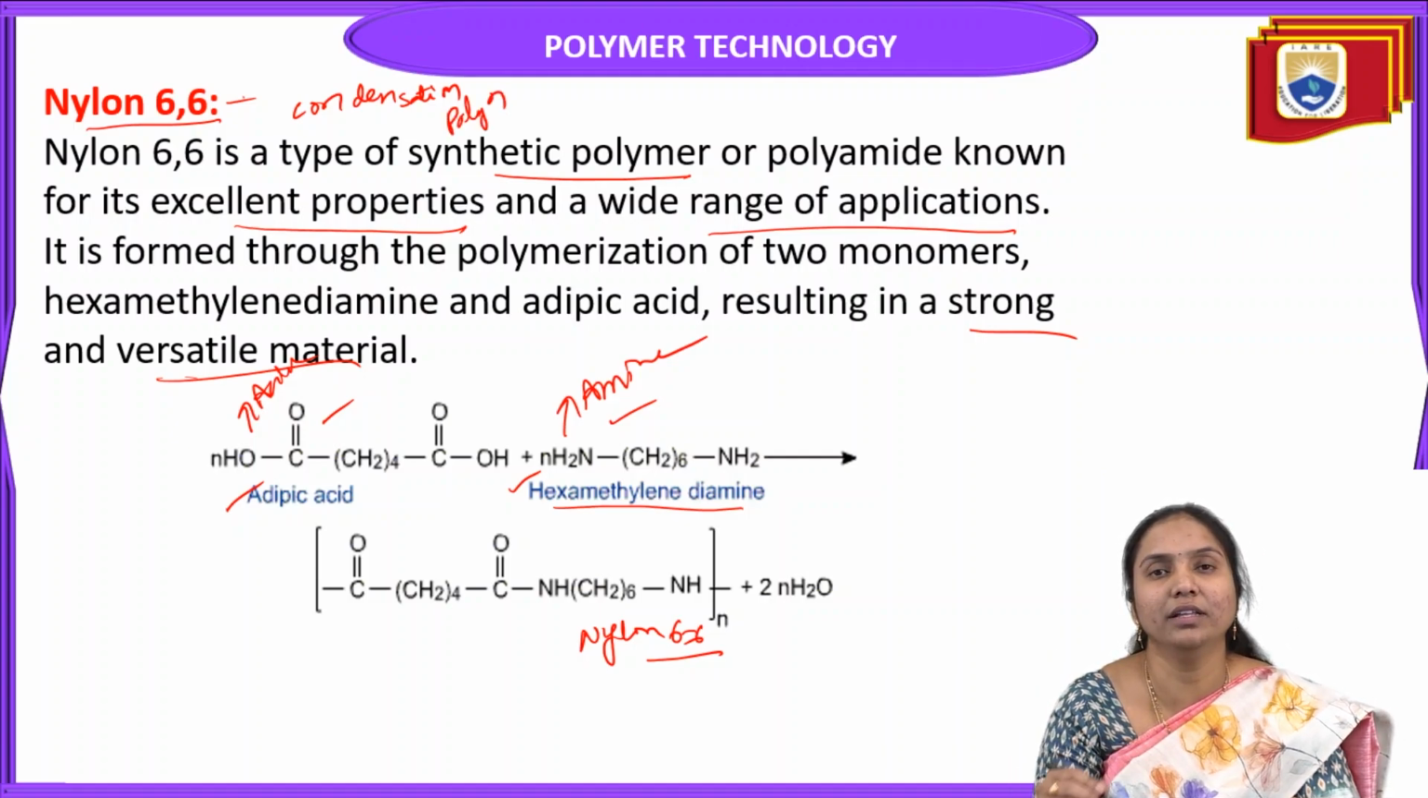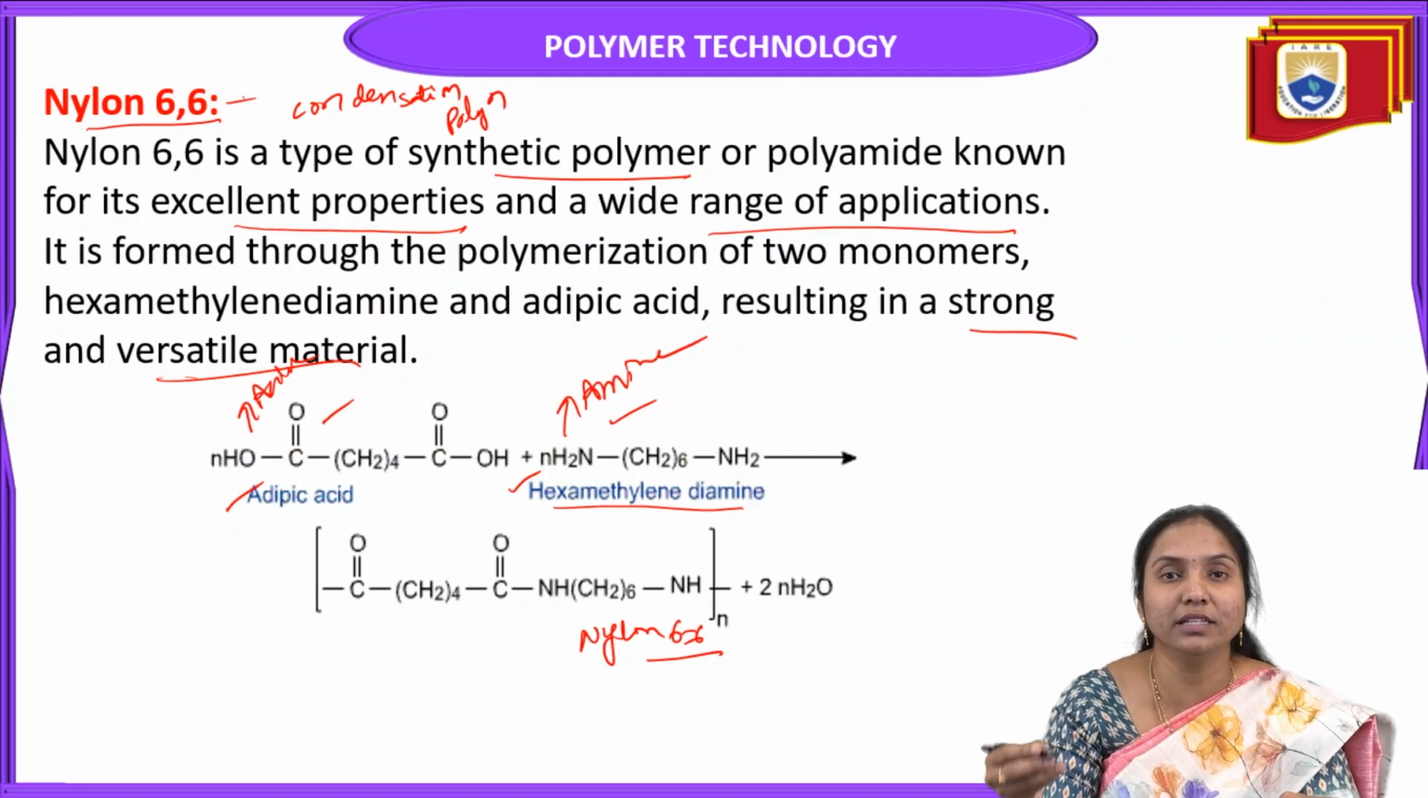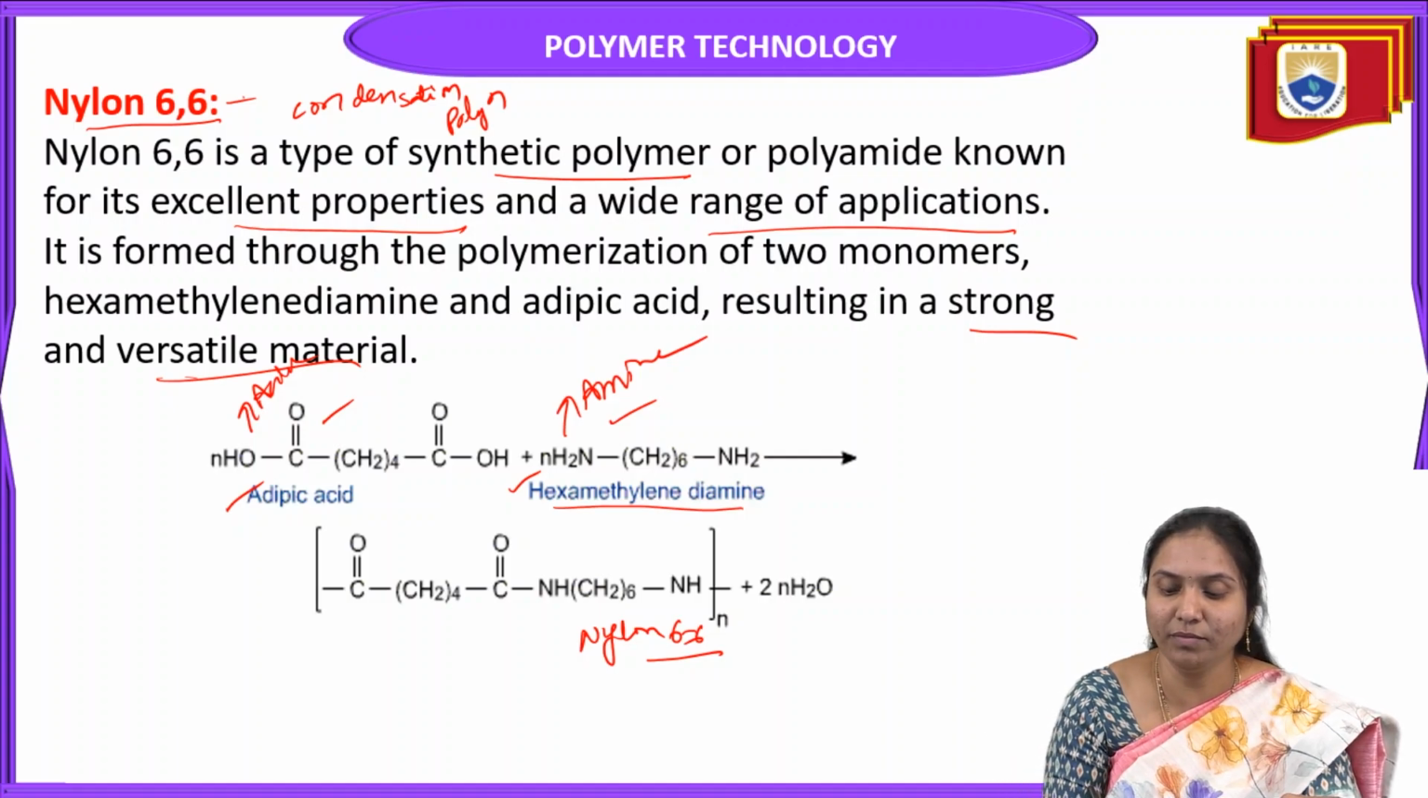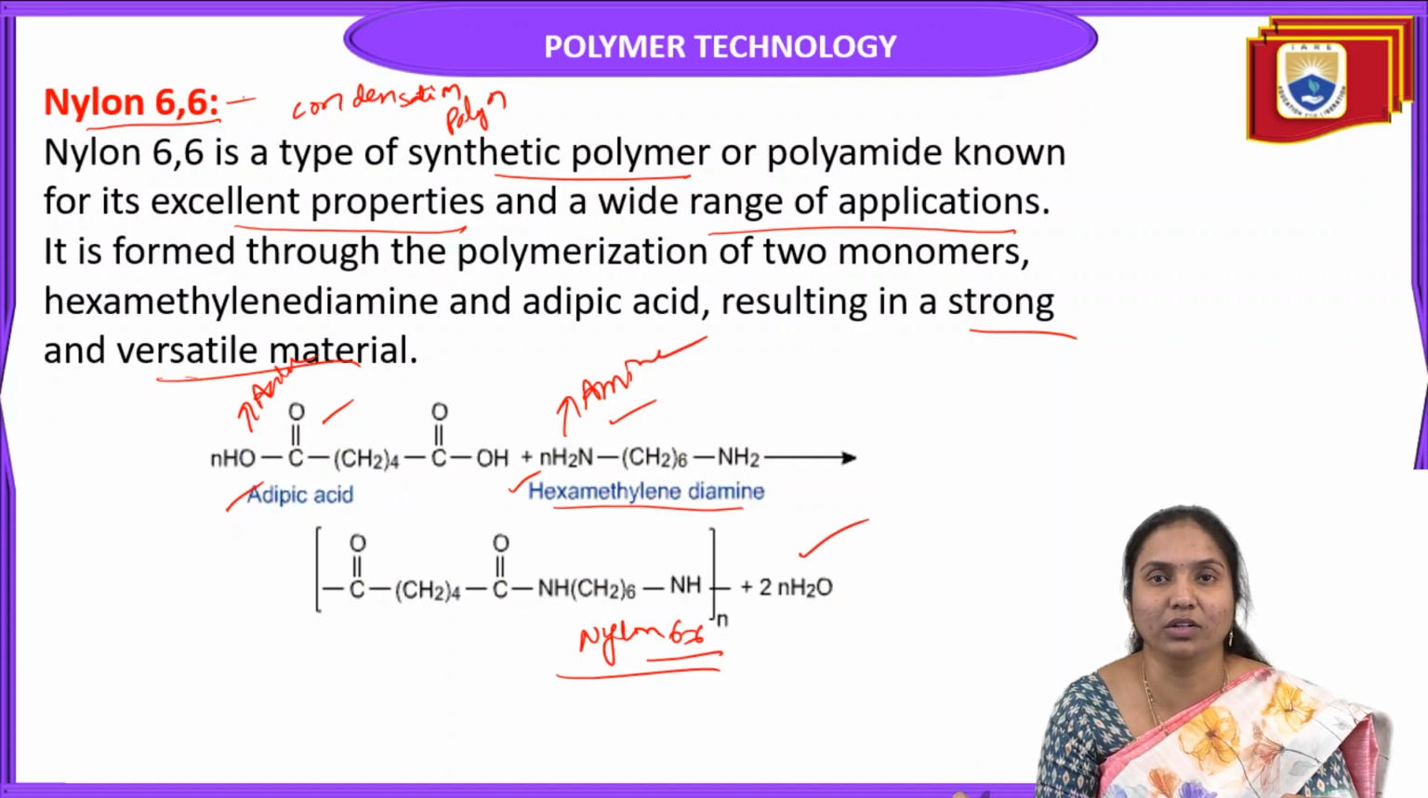So what is the meaning of condensation polymerization? It is formed by two different functional group monomers and eliminating a byproduct. That polymerization is called condensation polymerization. In this process we are making this nylon 66. For that purpose we are using two different functional group monomers, hexamethylene diamine and adipic acid. These two undergo condensation polymerization, then form nylon 66, and the eliminated byproduct is a water molecule.